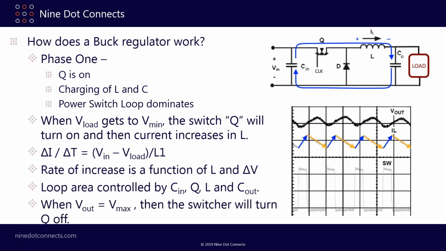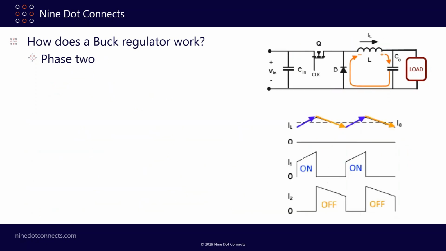When Vout reaches the Vmax that the switcher is designed to create, the switcher will turn off. Now we enter phase 2. In phase 2, the transistor, or FET, is off. In this situation, once the switch opens, you've got a magnetic field sitting inside the inductor that has energy stored in it.